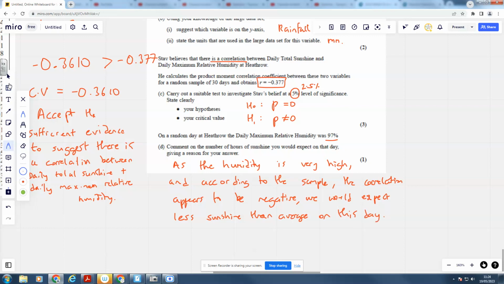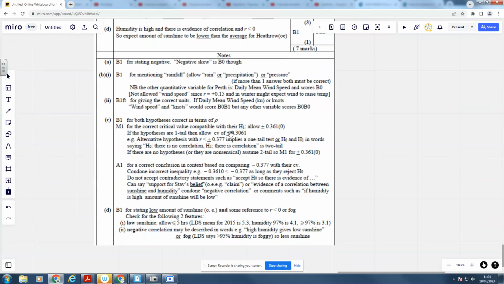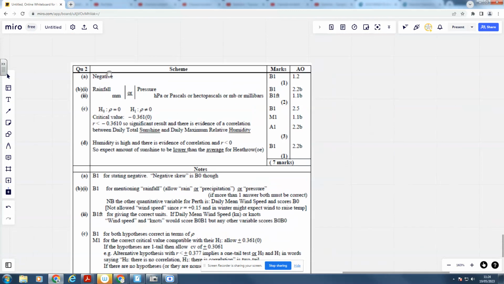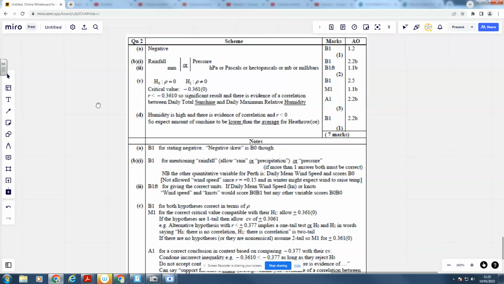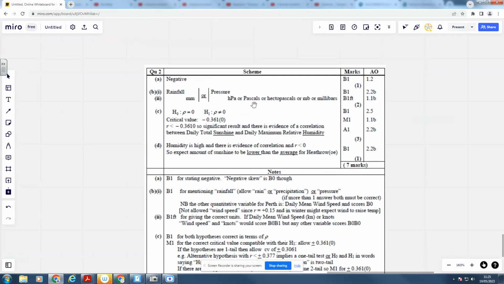Okay, right. Let's check our answers. What have they got? Really interesting to read the notes on these questions. Always read them because it's handy. Okay, negative was fine. Rainfall was good. Or you could have had pressure. Yeah. So apparently pressure, as daily mean temperature goes up, pressure goes down. But as pressure goes up, daily mean temperature goes down. That's interesting. Pressure, obviously, it's harder to get the units. It's in hectopascals or millibars.